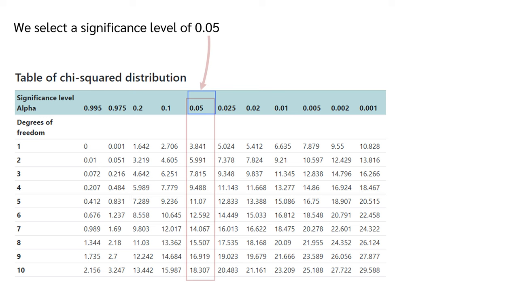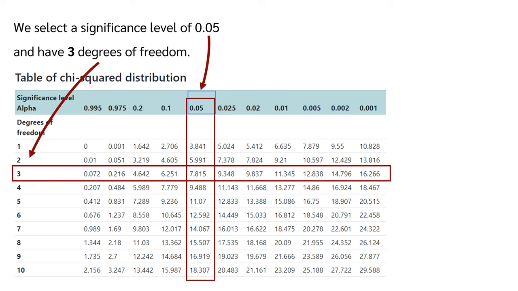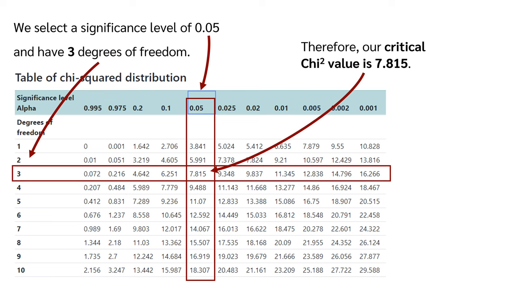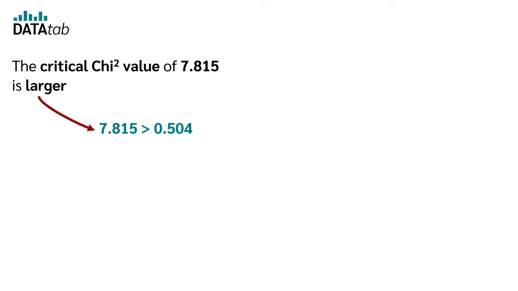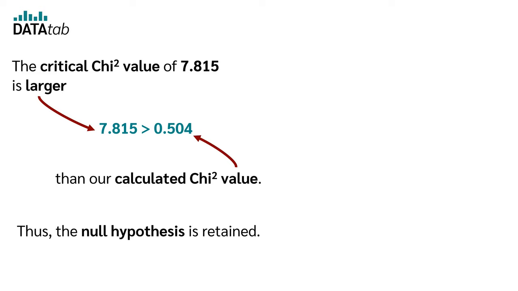We select a significance level of 0.05 and have 3 degrees of freedom. Therefore, our critical chi-square value is 7.815. The critical chi-square value of 7.815 is larger than our calculated chi-square value of 0.504. Thus, the null hypothesis is retained.